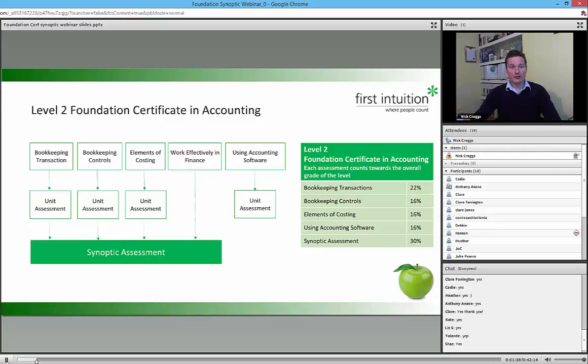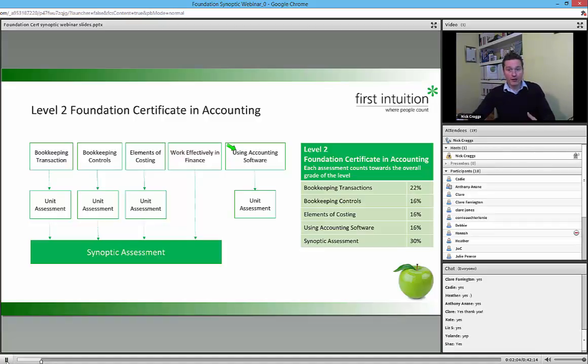So as you can see here, the Synoptic exam tests you on 4 different units. So you've got bookkeeping transactions, which is the first one most people start with, bookkeeping controls, elements of costing, and working effectively in finance. Now, the using accounting software unit does not go into the Synoptic exam. So it's very, very standalone.